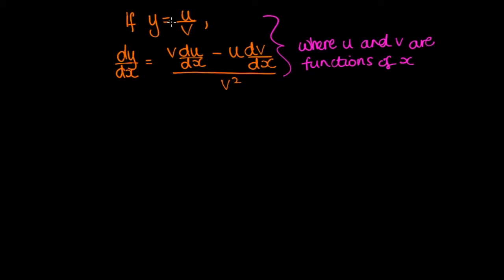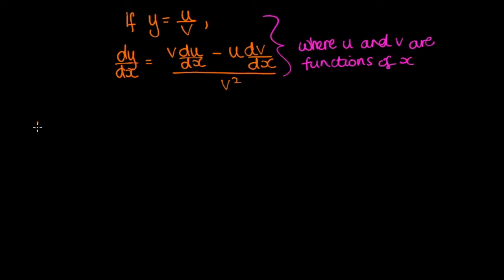So if y is equal to u divided by v, where u and v are functions of x, then dy by dx, the derivative of y, is equal to v times the derivative of u minus u times the derivative of v, all divided by v squared. And notice here how the minus sign between these two terms means that the order does matter. So v times du by dx has to be the positive term, and u times dv by dx has to be the negative term. So let me give you an example.